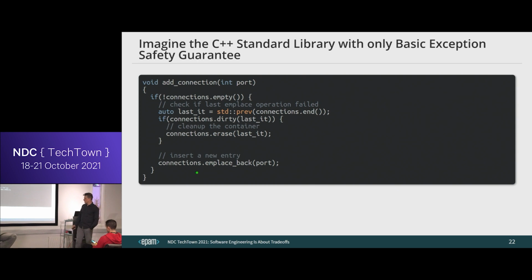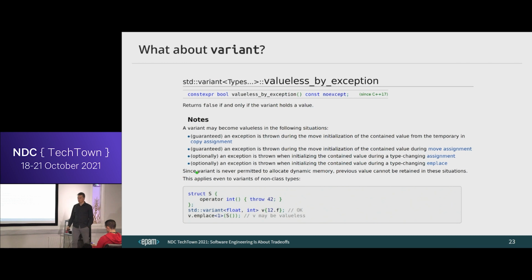And there is one big exception in the standard library, at least that I know of. This is called variant. Variant is another engineering trade-off, and we are going to discuss this right now. Variant in the standard has a valueless by exception state. It's a special state that can be reached only via exception, because by default variant cannot be empty. There's no such thing as an empty variant. But variant in the standard also cannot allocate memory, so everything is stored in place in the buffer of the variant, right?